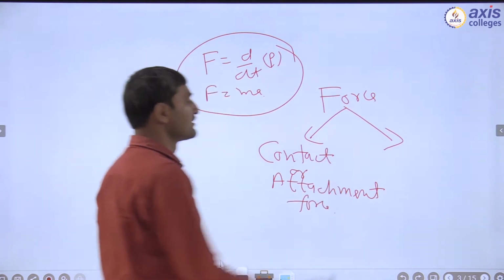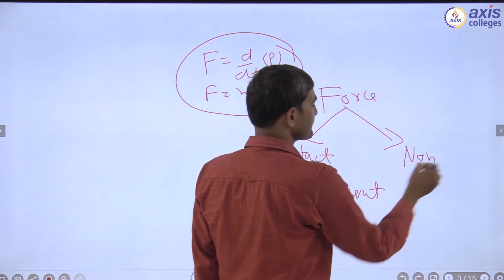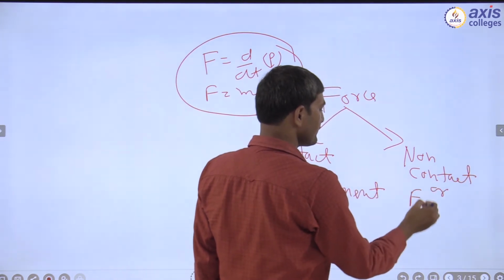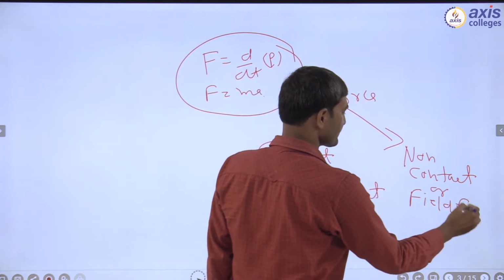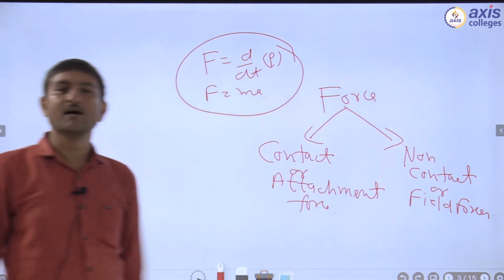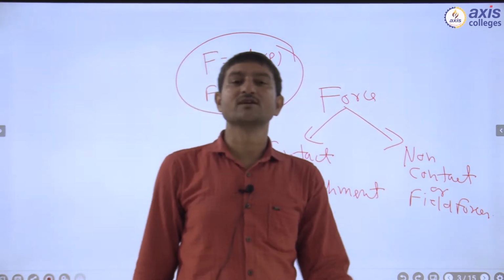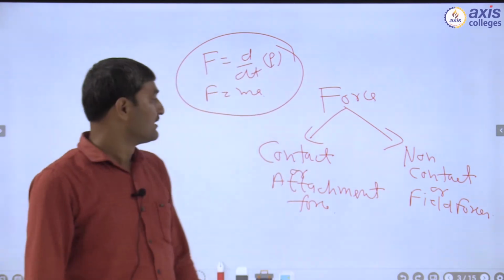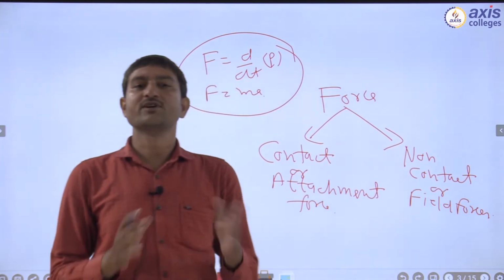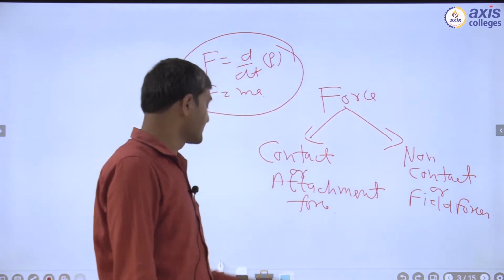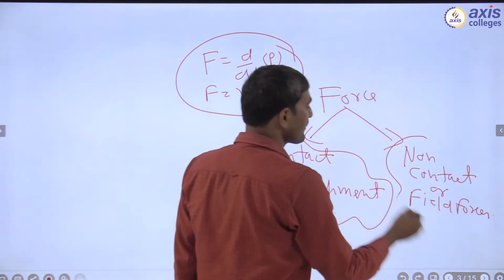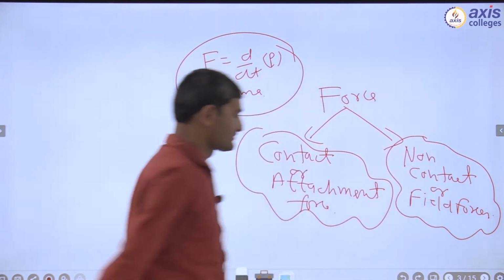And the second one is non-contact force, or I can say field forces. So generally in our first lecture, the domain of physics, they have described four forces of nature, four fundamental interactions of nature, but now I am deriving these things in another way. Now I have differentiated force into two parts. First is contact or attachment force, second one is non-contact or field forces.